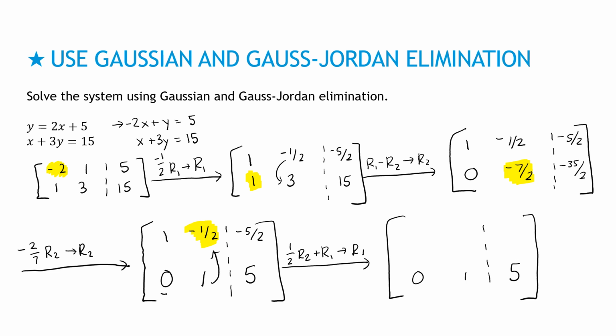So half of 0 is 0 plus 1 is 1. Half of 1 is 1/2 plus negative 1/2 is 0. Half of 5 is 5/2 plus negative 5/2 is 0. So my solution as an ordered pair is 0, 5. Keep in mind, just like last week, you can always do a check by plugging these answers back into these equations to make sure that you're correct.